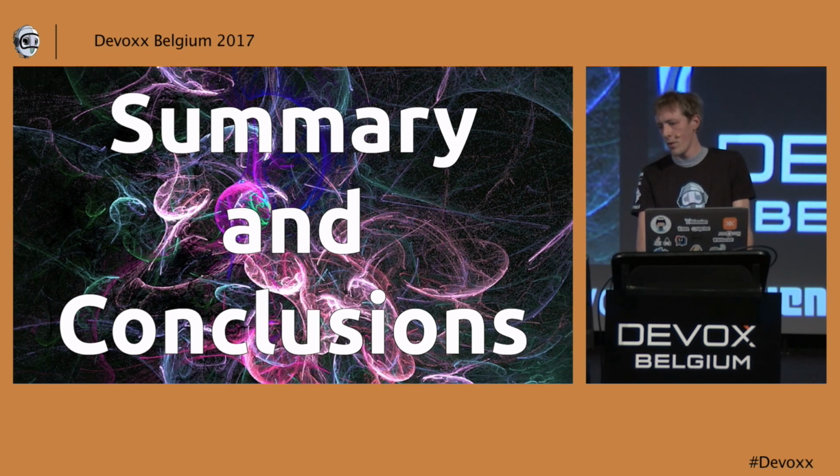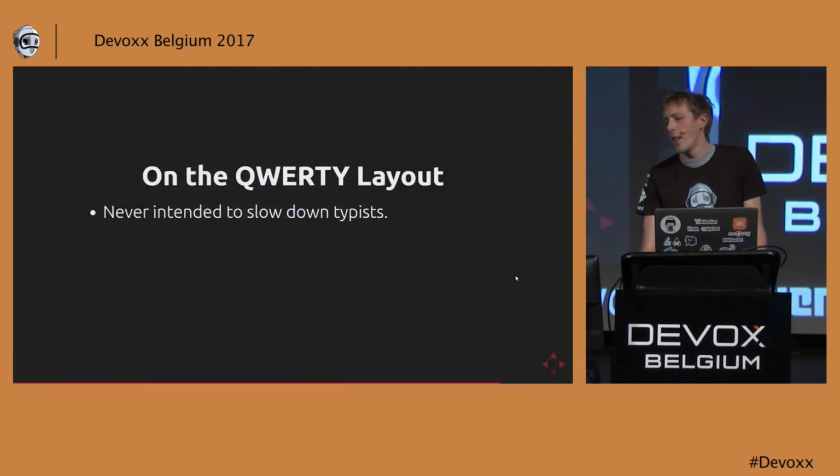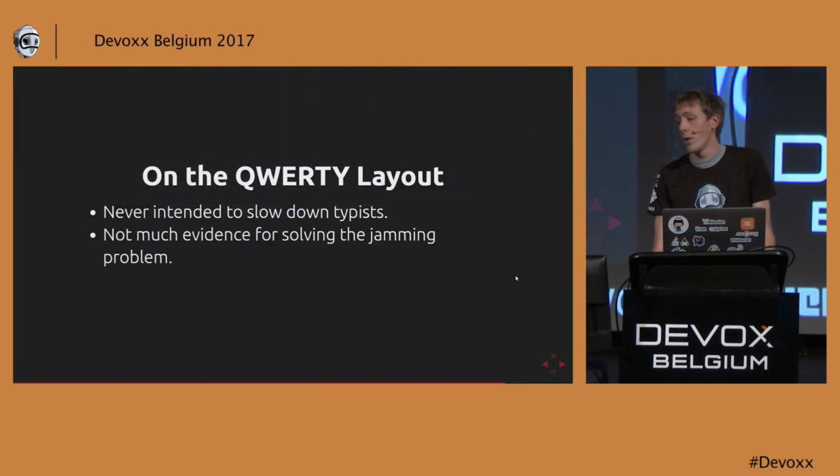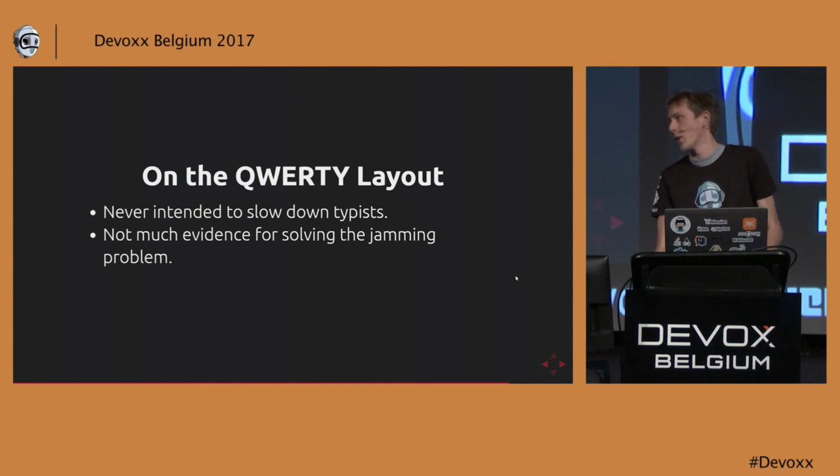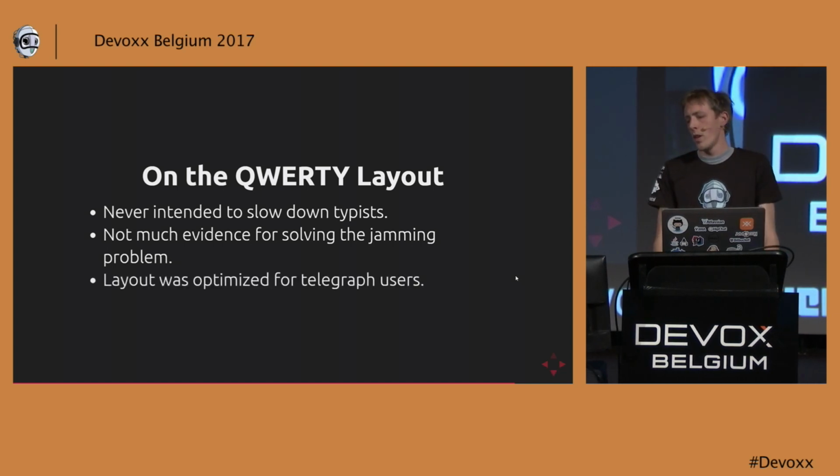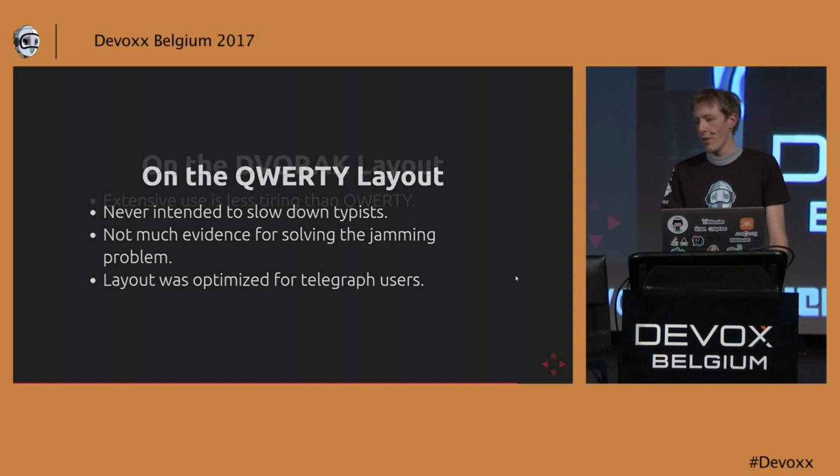So let's conclude. On the Qwerty layout, it was never really intended to slow down typists, and there's not really much evidence for solving the jamming problem, because the second most common combination is still very close to each other. The layout, I tend to believe, was optimized for telegrapher users.